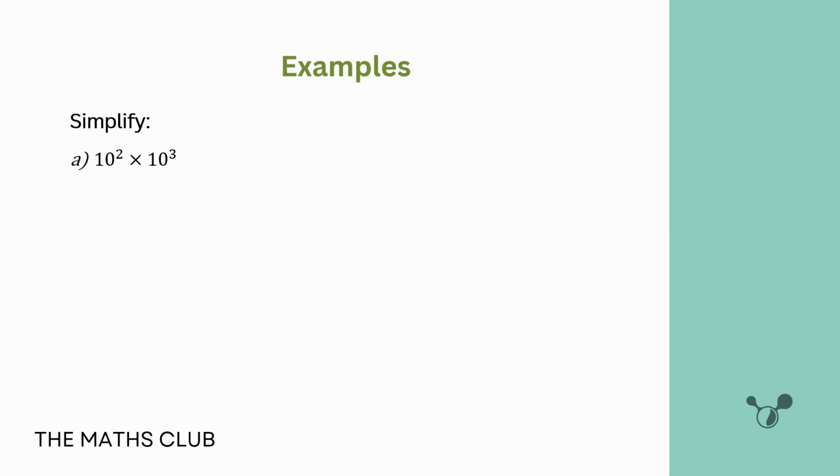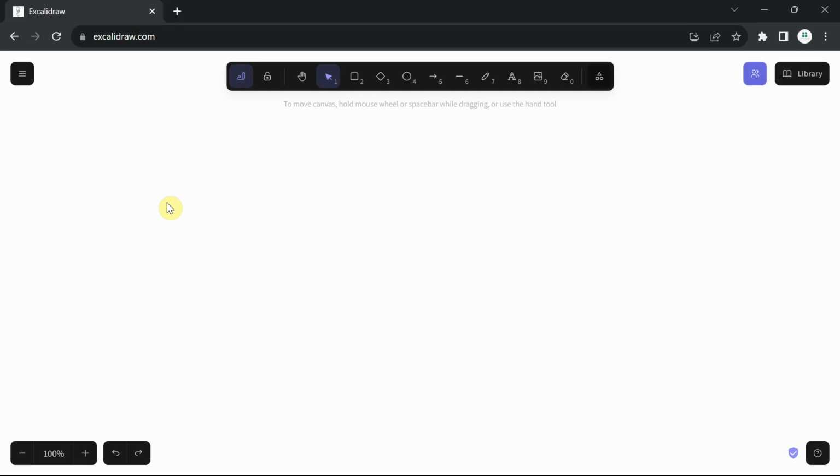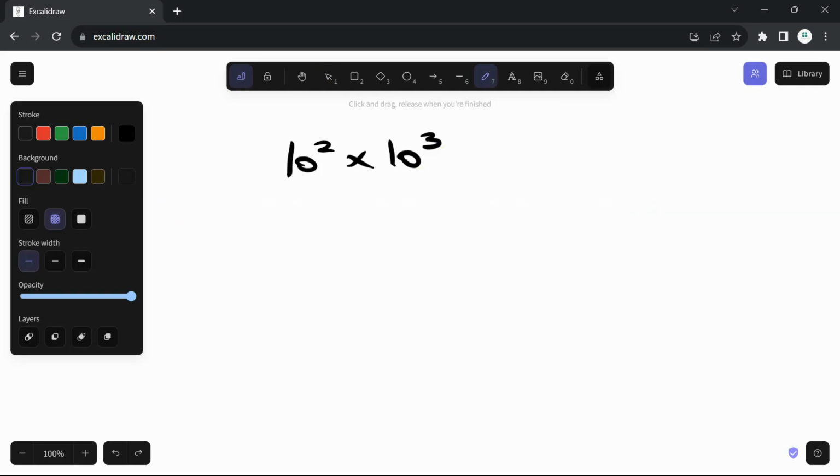The first example says that we should simplify 10 raised to the power 2 times 10 raised to the power of 3. We know from the law, I think that is law 1, that whenever we have the same base multiplying each other, we can just add their powers. So that is like 10 raised to the power of 2 plus 3, right? And that's 10 raised to the power of 5.